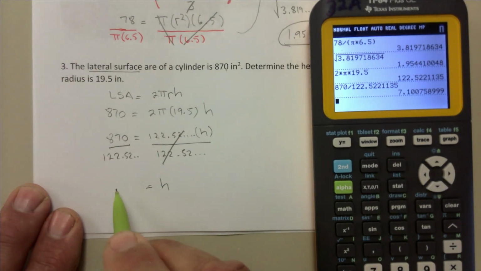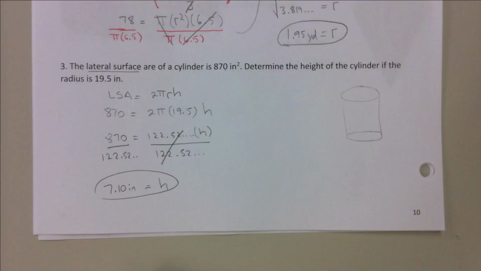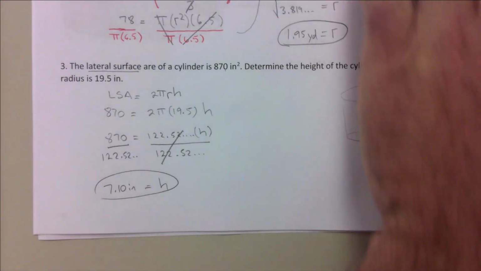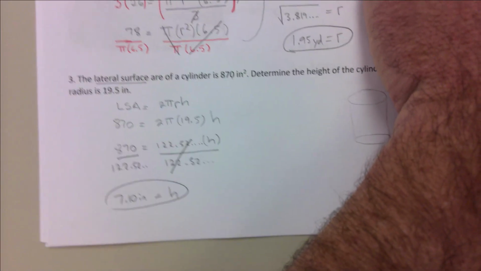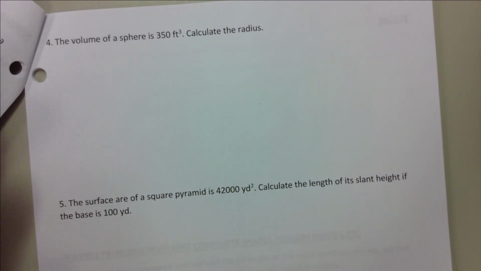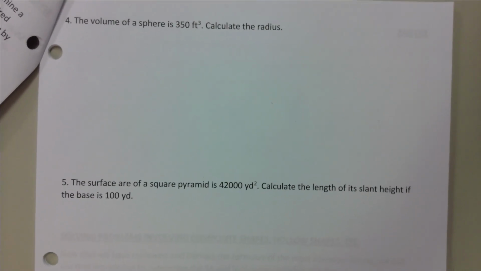So height is 7.1 or 7.10 inches. Both are correct. Be comfortable with having the variable on the right side. For some of you, that's the wrong side. It has to be on the left. It's fine, okay? It can be on either side. Let's do the volume on the next question. And then I do think 5 is worth doing as well.